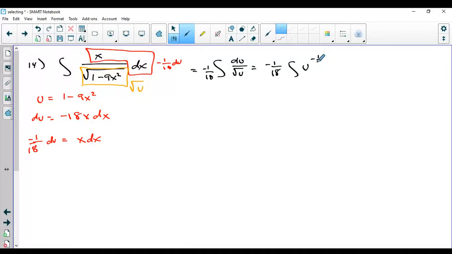Hopefully you're saying negative 1/2, okay? For two reasons. Half, that's the radical part. Negative, that's the denominator part. Keep those ideas separate in your head. And so now you can integrate this, right? So you can do the power rule here.